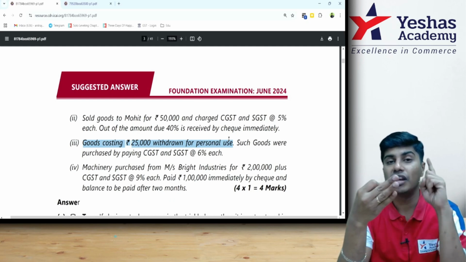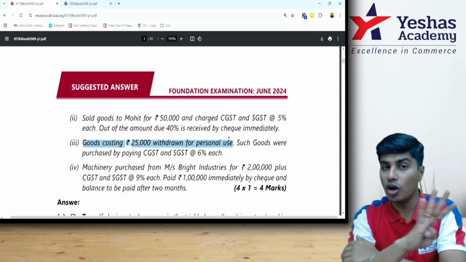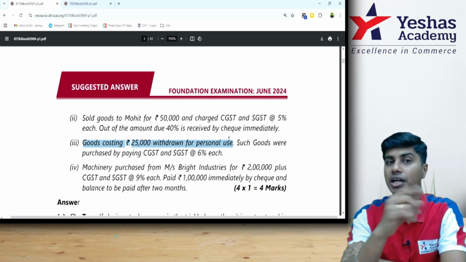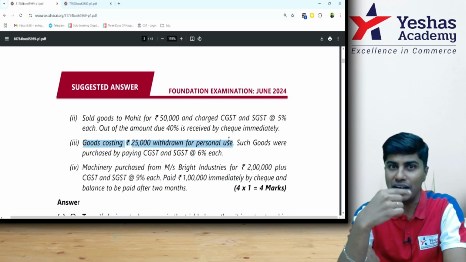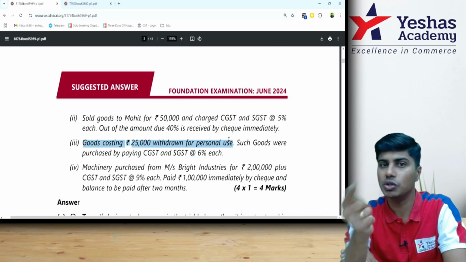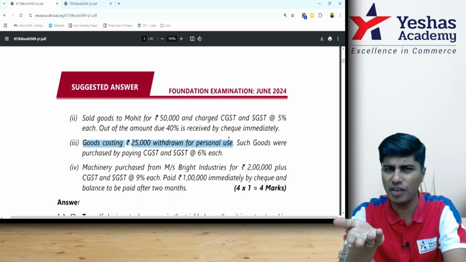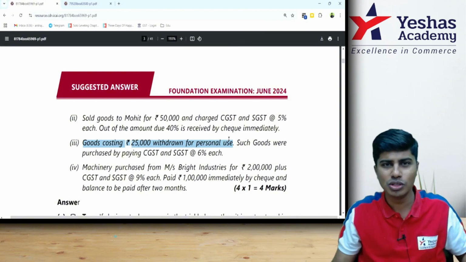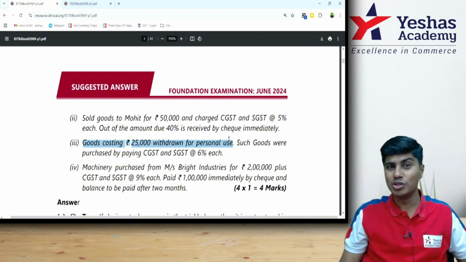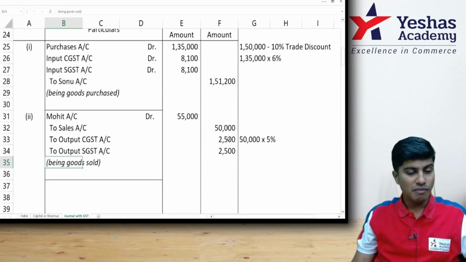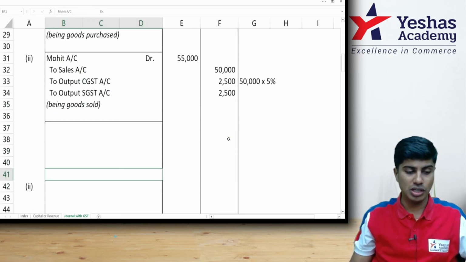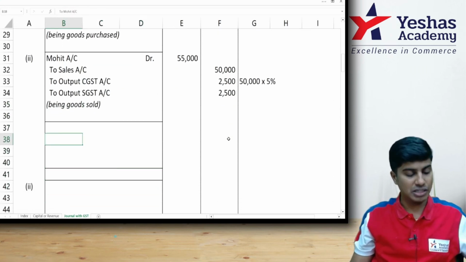If it is goods destroyed by fire, goods issued as free samples, goods withdrawn for personal use, goods given away as charity, in all of these cases, we should not be crediting sales, because the moment you credit sales, in GP computation you might apply a percentage on the sales in the trading account, which is not fair. Why? You have not sold goods. How can you make profit when you have not sold goods, my friend? So we will not be crediting sales, we will be crediting purchase.